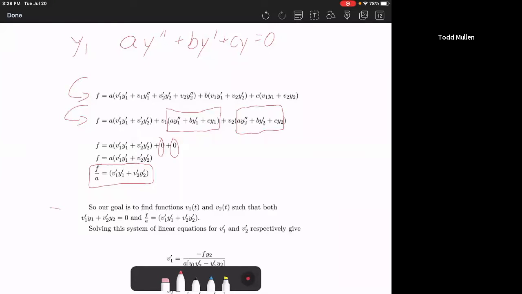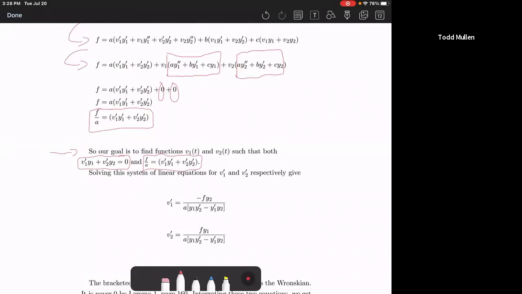What we've accomplished here is we found our two restrictions on our functions, v1 of t and v2 of t. It says here, our goal is to find functions v1 of t and v2 of t such that this thing that we just solved for, f over a, must be equal to v1 prime y1 prime plus v2 prime y2 prime, but also the original restriction that we imposed, v1 prime y1 plus v2 prime y2 is equal to 0.